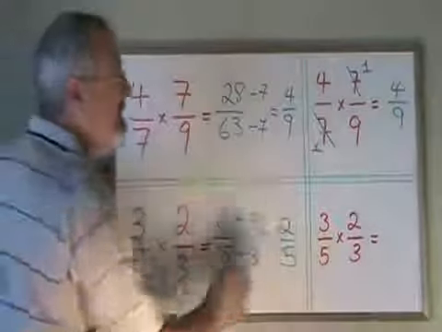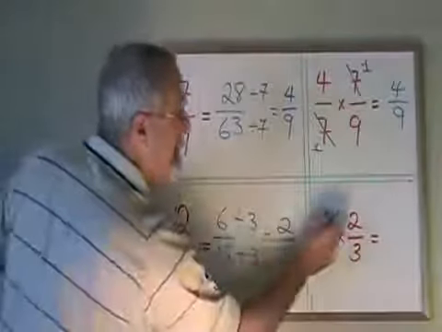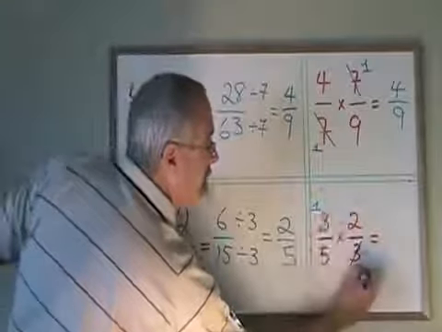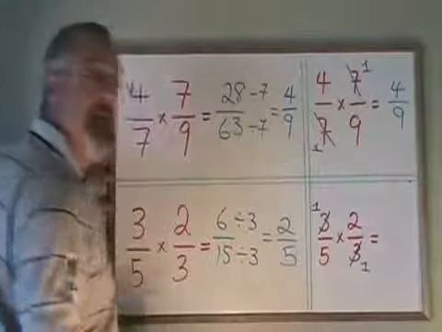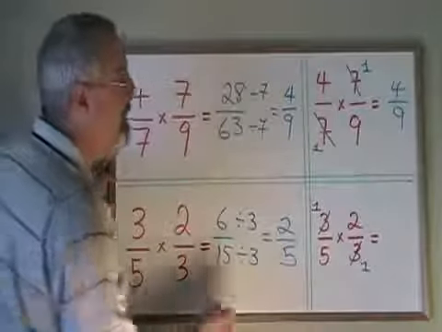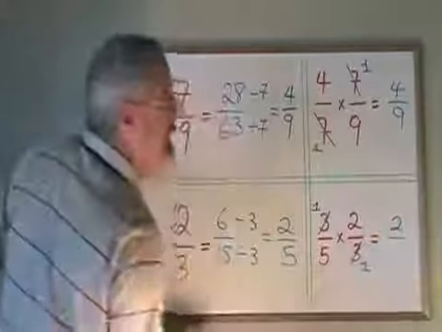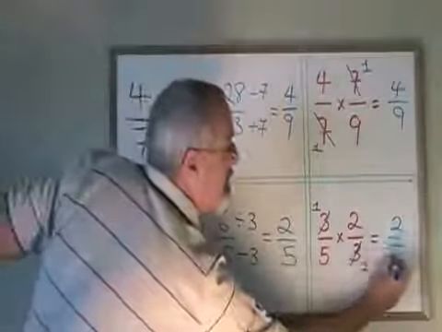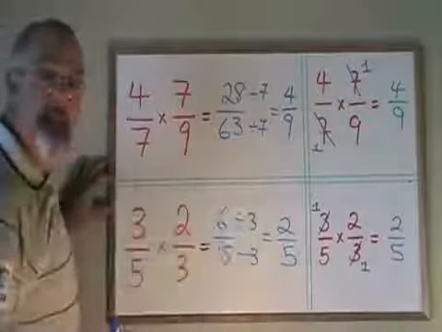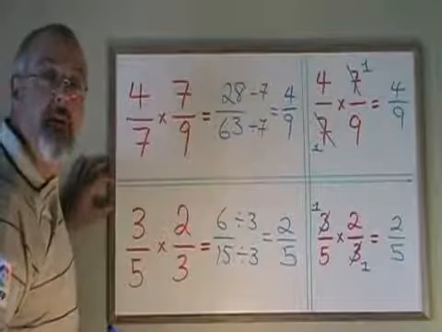Now when I do the same question with canceling, I see a 3 on the top, a 3 on the bottom. I cancel both of them. I replace them both with 1s, because what I'm really doing is dividing each of them by 3, their common factor. Now I have 1 times 2 on the top, and 5 times 1 on the bottom. I have the answer 2/5. It is the same answer. Canceling allowed me to get the correct answer without having to reduce the fraction at the end.